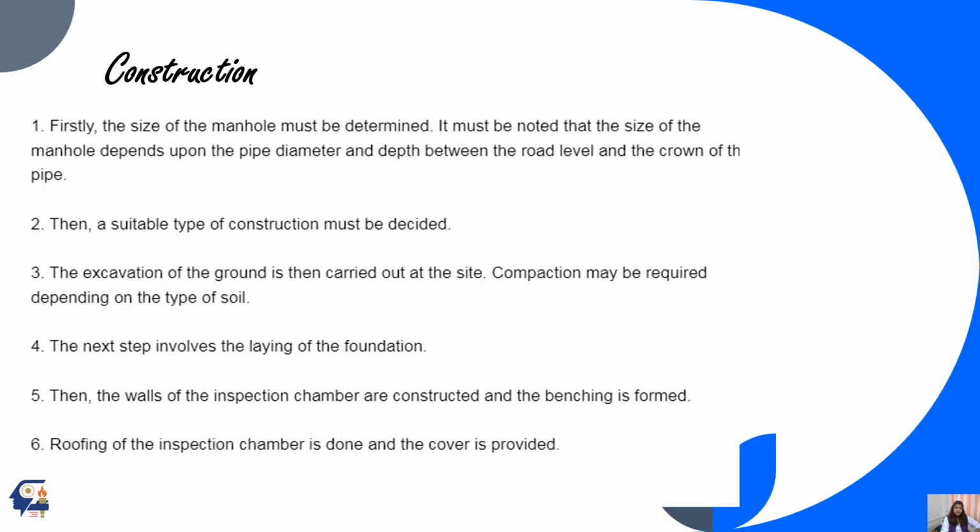Construction is simple. We are able to have different sizes of manhole, which we have to determine based on the location. It must be noted that the size of the manhole totally depends upon the diameter of the pipe, the depth of the road level, and the crown of the pipe. Then a suitable type of construction should be decided. Excavation of the ground is carried out at the site, then compaction may be required depending on the type of soil.